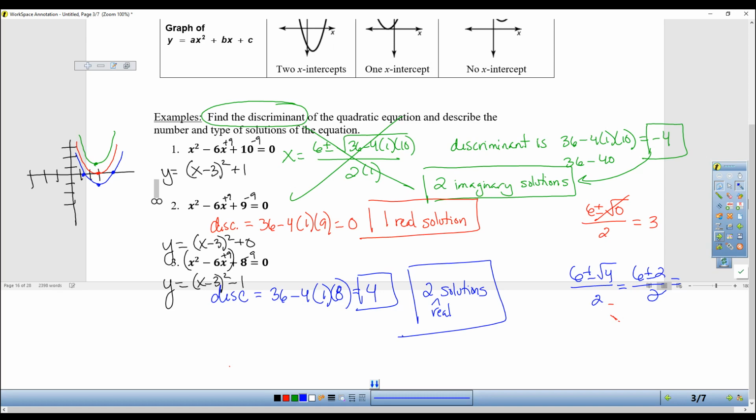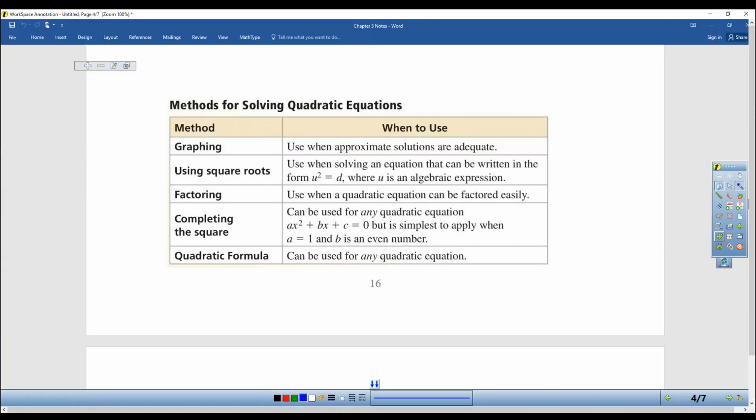Okay, so a little mid-lesson summary here. These are now your methods. Now we have learned all of them. I will never teach you another method for solving a quadratic equation. Graphing. This is not going to be your method. Nobody graphs just so they could find it.